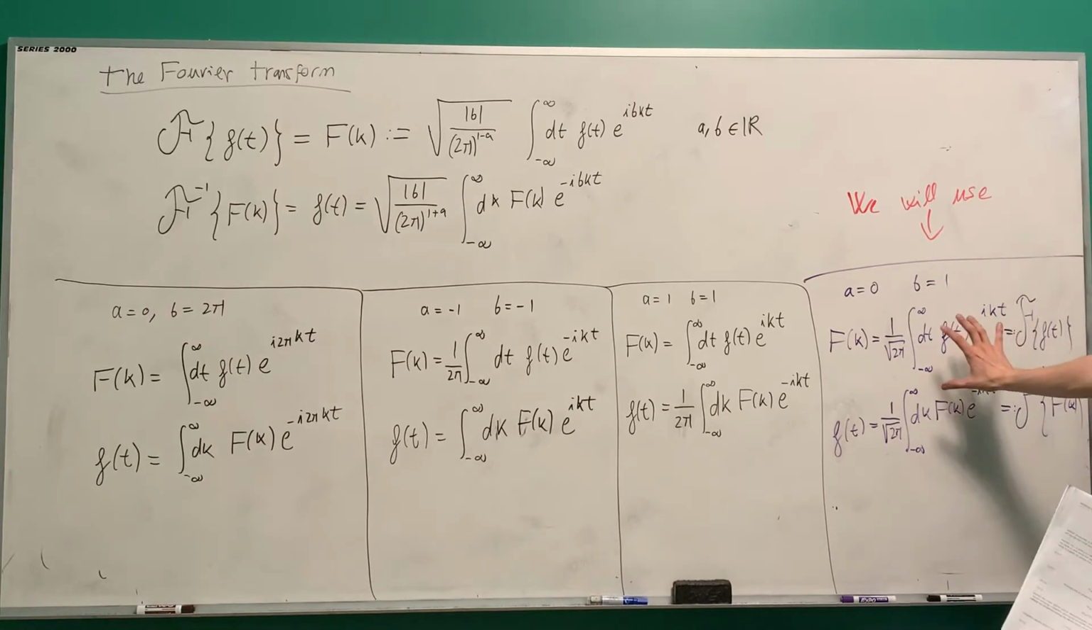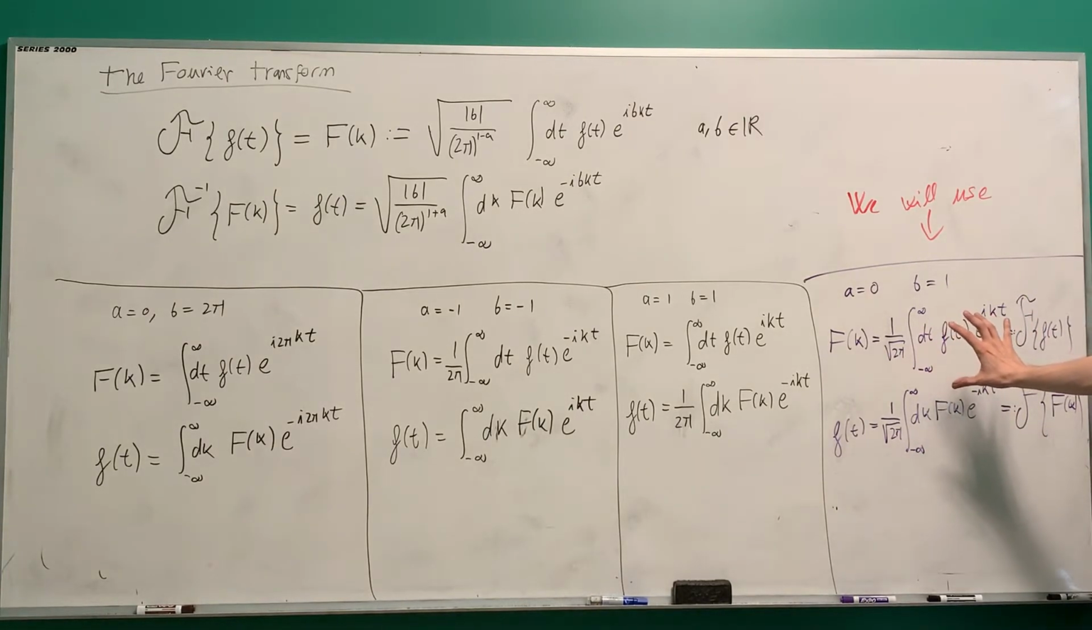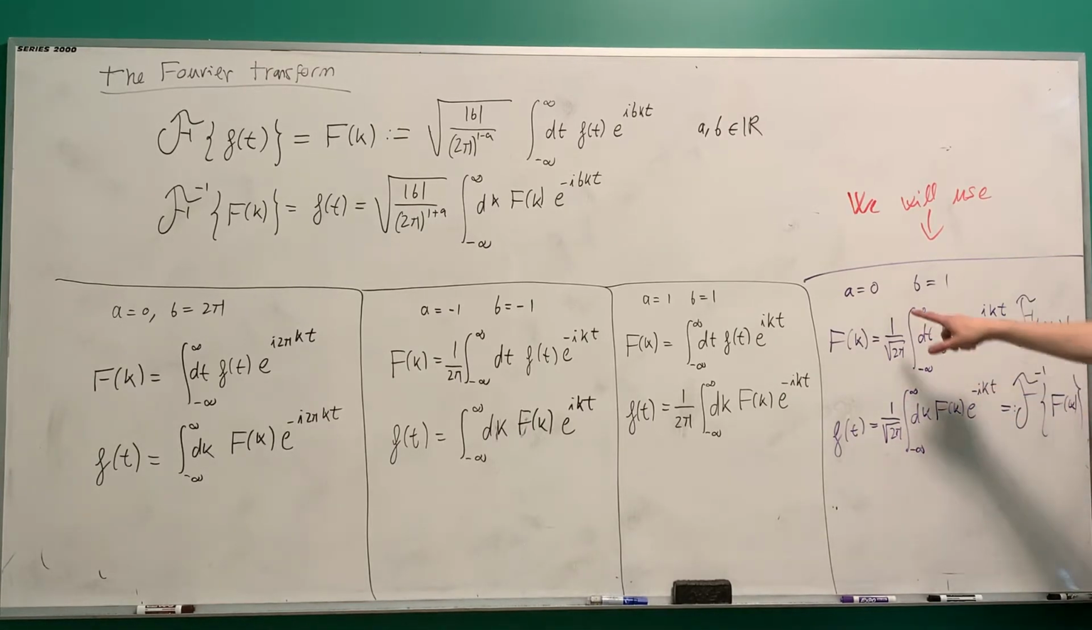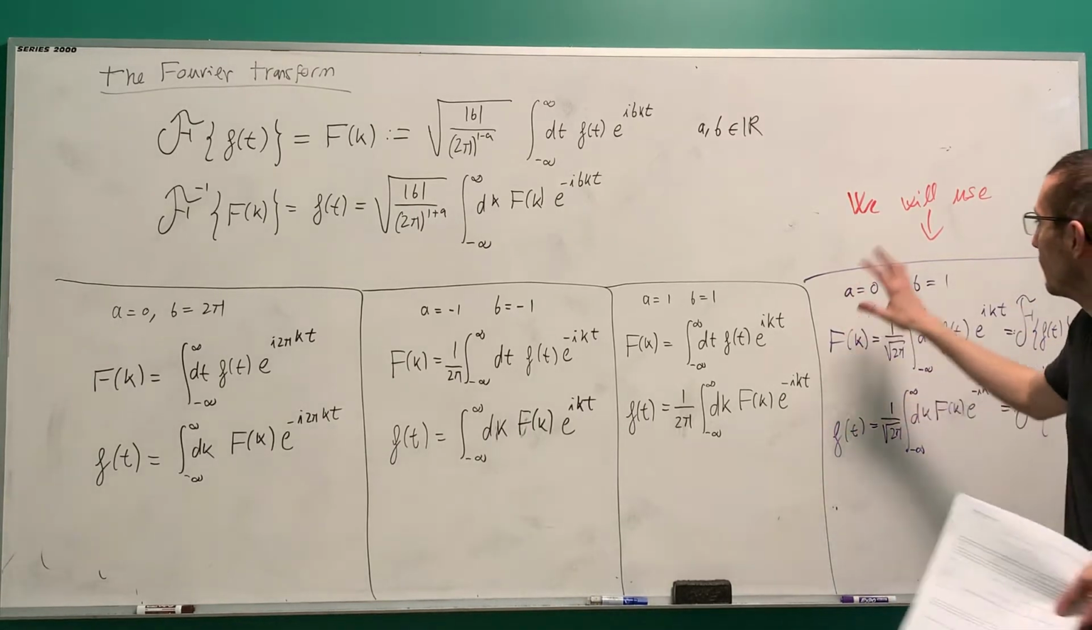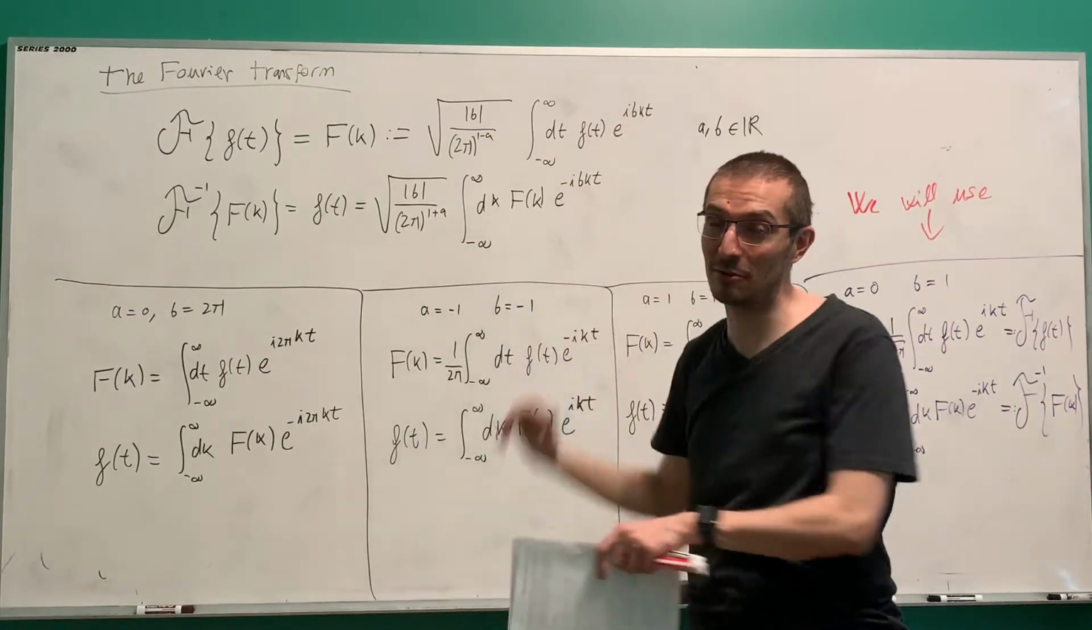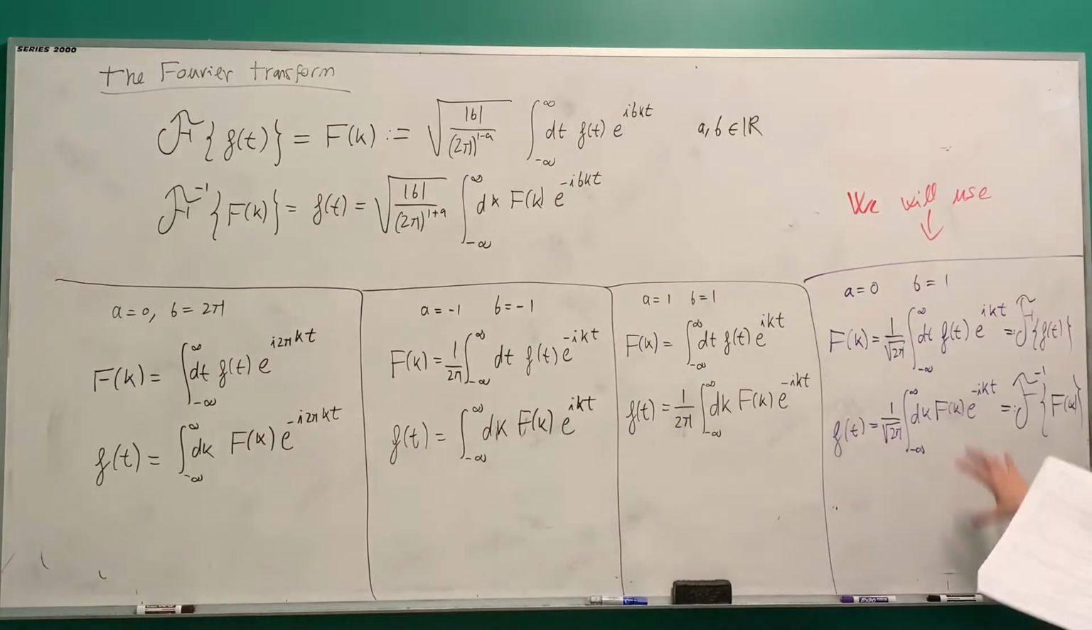Now, the one we will use is the preferred one in physics. We're going to use this one in the course. That's why it's purple rather than black, which is A equals 0 and B equals 1. Now, after using that, you don't need to remember this anymore. You only need to know that it exists. There's an infinite number of ways of defining the Fourier transform. We're going to use this one.